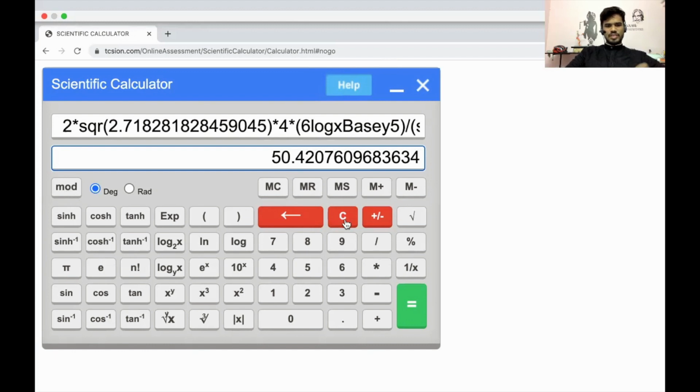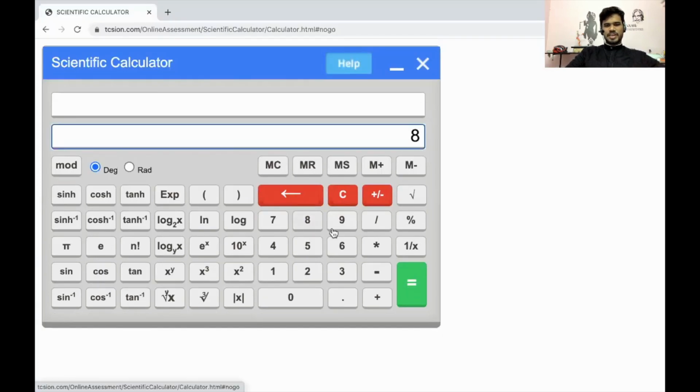Okay, mod, quickly see, mod is remainder. 8 mod 3, right? 8 divided by 3, remainder is 2. So mod is remainder. Then degree, radians, all the hyperbolics, there is n factorial, trigonometric functions, exponential, bracket, logarithm, radicals, the normal numbers, addition, subtraction, multiplication, division. Percentage is also here, notice.